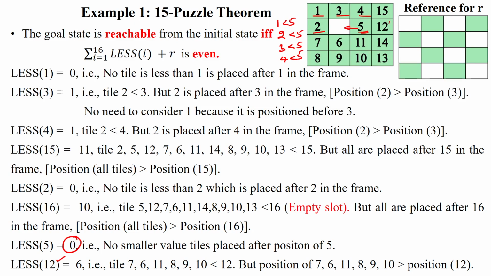Then less of 12. When you are taking less of 12, you look at the position of 12, which is here, 8, but the positions of 7, 6, 8, 9, 11 and 10.